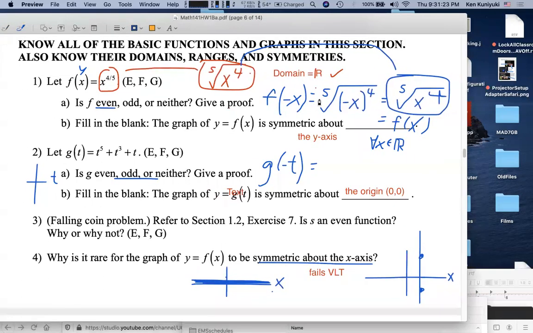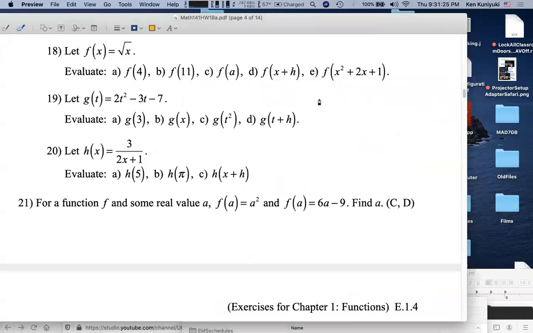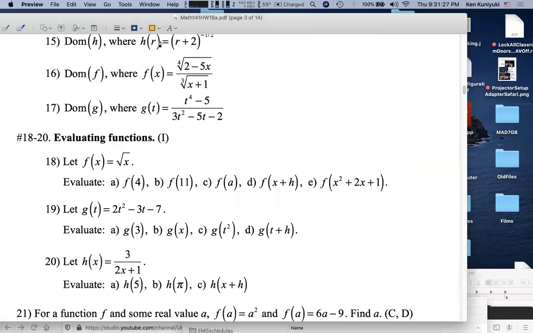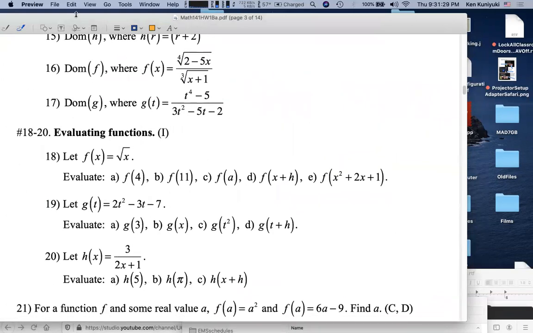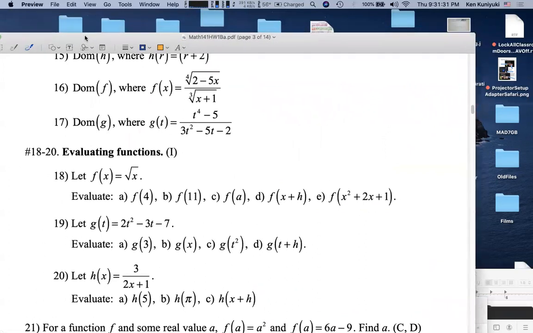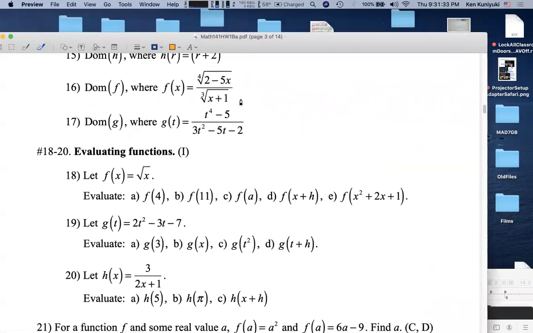Those sound like domain questions. Very good. Some of the harder domain questions. All right. So I'll set these up and then let me know if you think you can get it from there.